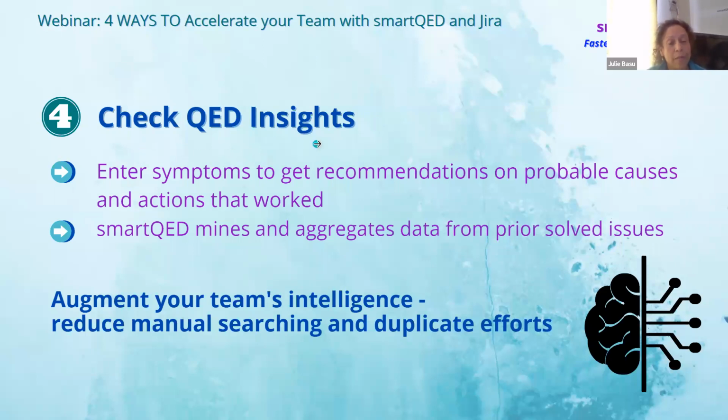So what do you do about the insights, right? So we are smartQED.ai. We want to use the power of AI and ML to help in our problem analysis. How do you do that? So it has actually a loose connection with Jira. In Jira, you can search your prior incidents.